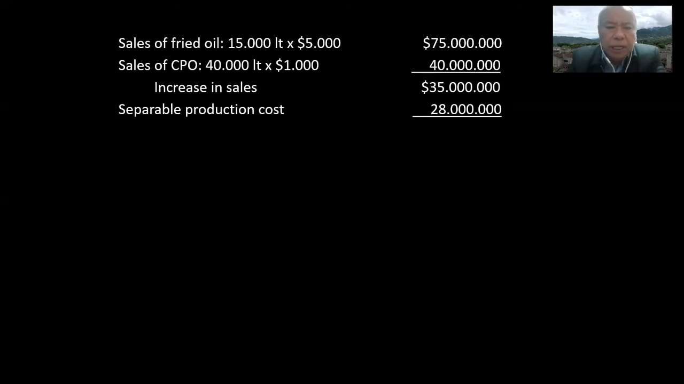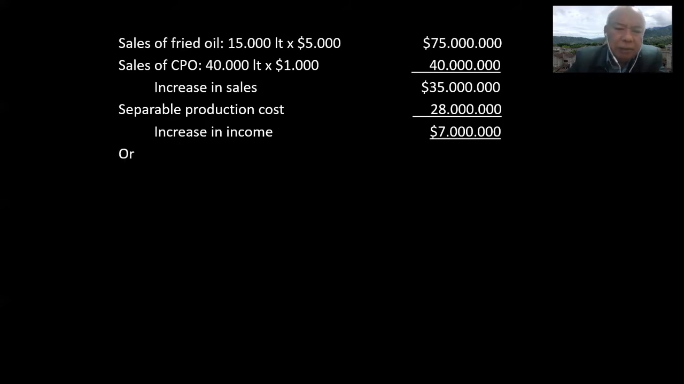Because the increase in revenue is greater than the separable production costs, we will have additional income, yeah, 7 million. So if we process into fried oil, there will be an increase in our income of $7 million.